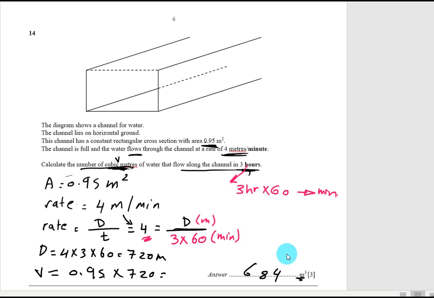684. This is the volume. This is our volume. Okay.